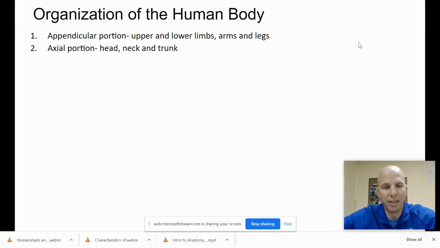So I can divide the body into two main parts, the appendicular portion and the axial portion. If you've ever heard the word appendages, appendages refer to your arms and legs. So the appendicular portion of the body would be your upper and lower limbs, or your arms and your legs. That is a simple breakdown of it. It'll get a lot more complex when we get to the muscular system and the skeletal system. The axial portion is basically everything else: your head, your neck, and your trunk.